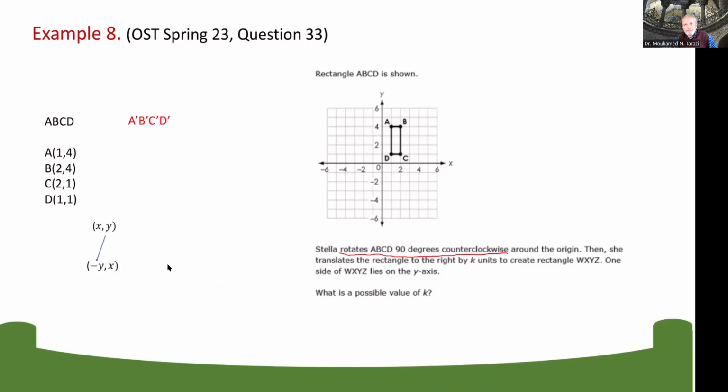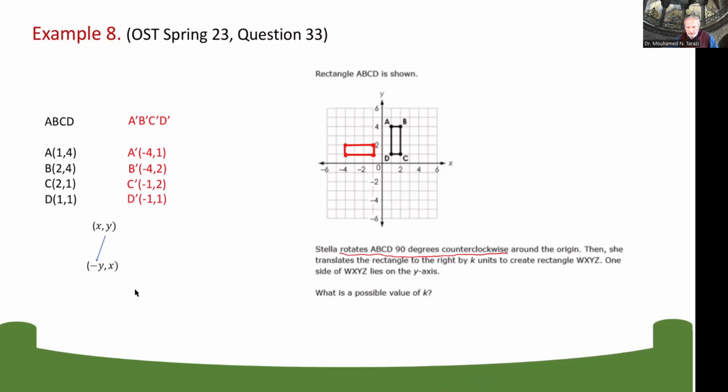The formula. We know that x, y are going to change places, but which one is going to change the sign? One of them will change the sign. Which one is going to change the sign is y, because you're going to the left. So now just apply this rule here. You get minus 4, 1, minus 4, 2. Here is the result of the rotation.